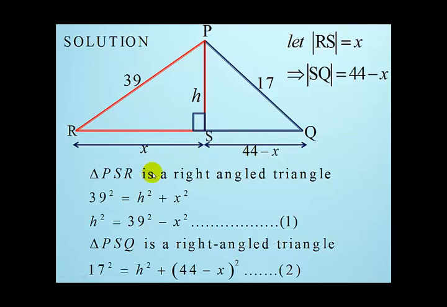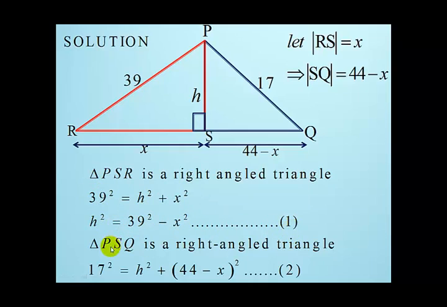So now, triangle PSR is a right angle triangle. From Pythagoras theorem, the square of the longest side, that is 39, is equal to the sum of the squares of the other two sides, that is x and h. So 39 square is equal to h square plus x square, and making h square the subject, plus x square on the right hand side becomes minus x square on the left hand side, which can be written as h square is equal to 39 square minus x square. So let this be our equation 1.